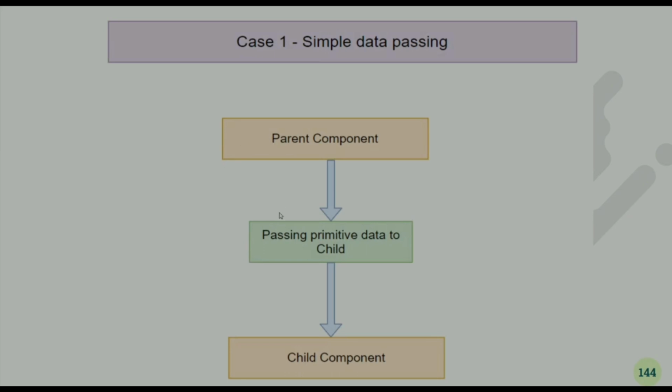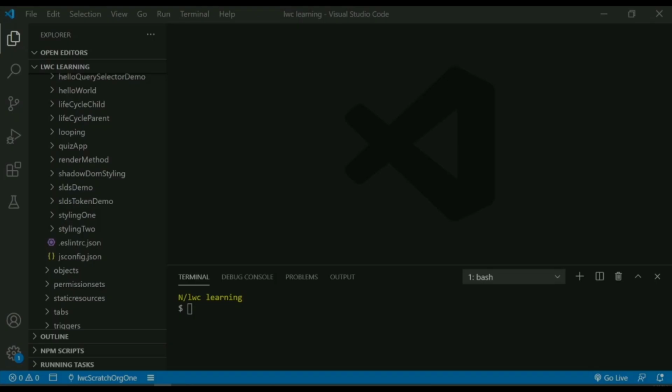Parent will pass some data, and the child will cache the data. To cache the data we need a property, and that property should be public. We're going to change a normal property to a public one using the @API decorator. So let's go to our VS Code and start writing the code.